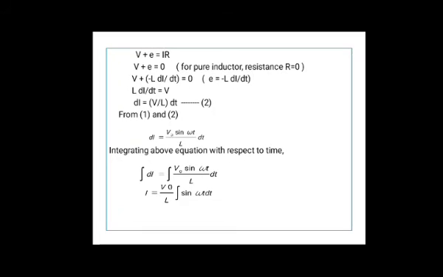Integration of di is I. Then V naught divided by L is constant, so write it outside. Now integration of sin omega t dt is minus cos omega t divided by omega. So I is equal to I naught, with omega L, minus cos omega t can be written as sin omega t minus pi by 2. This can be written as I is equal to I naught sin omega t minus pi by 2. Let us name it as equation 3.